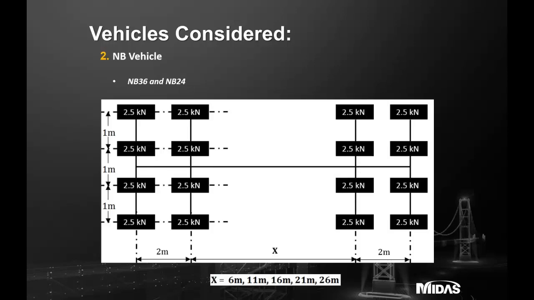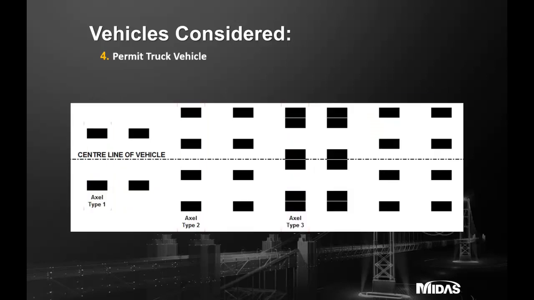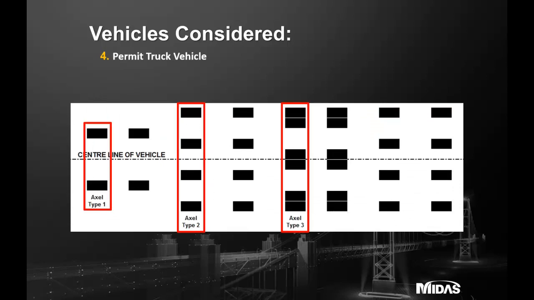Next is your NB vehicle. So all this X distance have been taken care. So the program will change these distances to create the max and min effects. Similarly, NC vehicle, you have the variation in the pressure loads. So the program will automatically consider them. And if you have any permit truck, you can also run these permit trucks on your bridge.